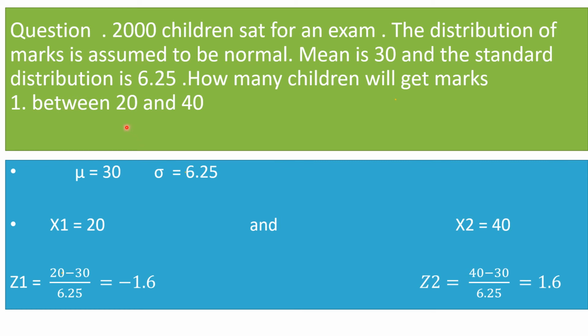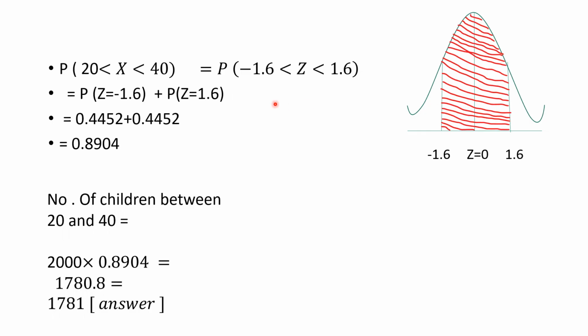Because it was given between 20 and 40, there were two values of x given, so you calculated two values of z. Now you have to calculate the probability of x which lies between 20 and 40. Shifting this equation in terms of z, you will get the probability of z which lies between minus 1.6 and 1.6. Now where did you get this term? In the previous slide, we calculated the value of z.